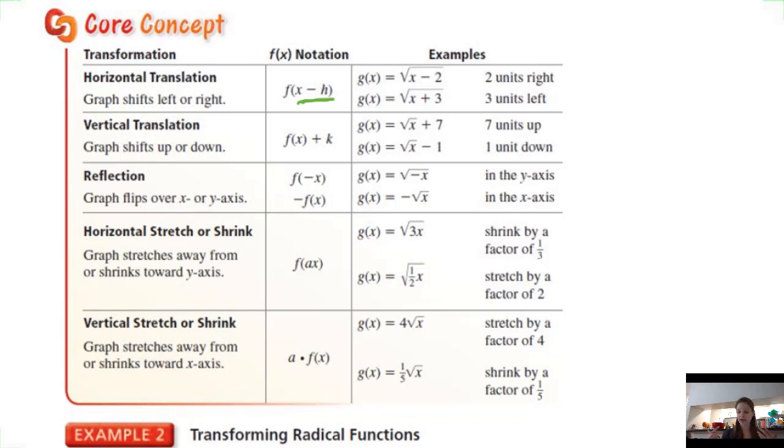Going through these quickly, we have an example of vertical translations, reflections. Remember, for reflection, if you negate the x value, it's a reflection in the y-axis, and if you negate the y value, it's a reflection in the x-axis. We then have horizontal stretches or shrinks. For horizontal stretches or shrinks, you multiply by the reciprocal of the factor, and for vertical stretches and shrinks, you multiply by the factor.